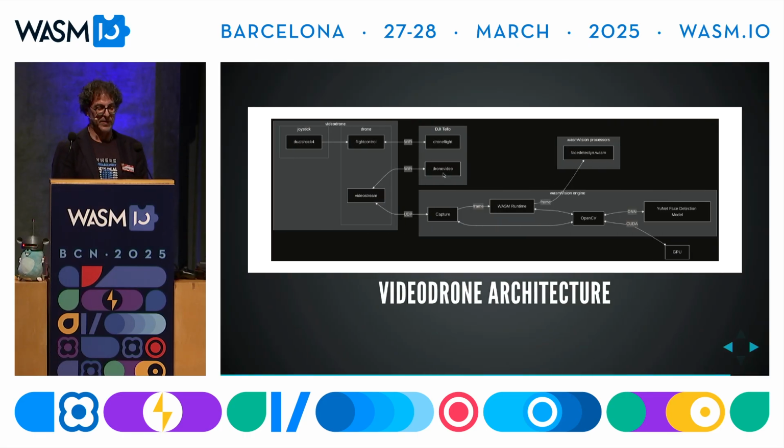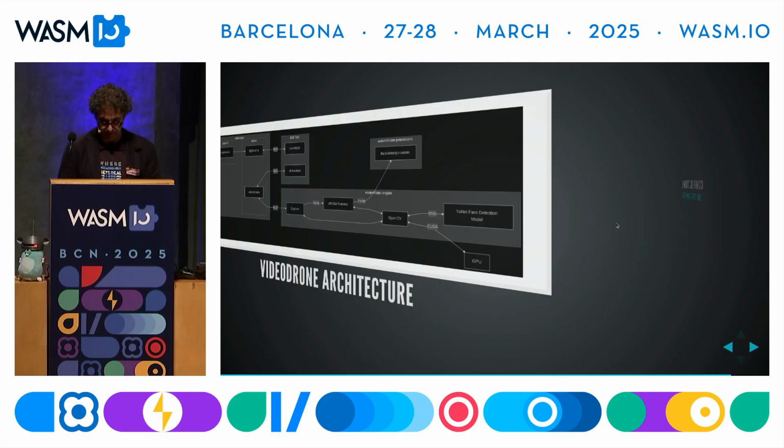Okay, so that's going to communicate to the Tello. The Tello is going to send the video through a UDP stream, and then we're going to pump that through to wasmVision, which is going to take that, send that to the face detection model, and then draw that onto our screen, doing this with GPU acceleration.